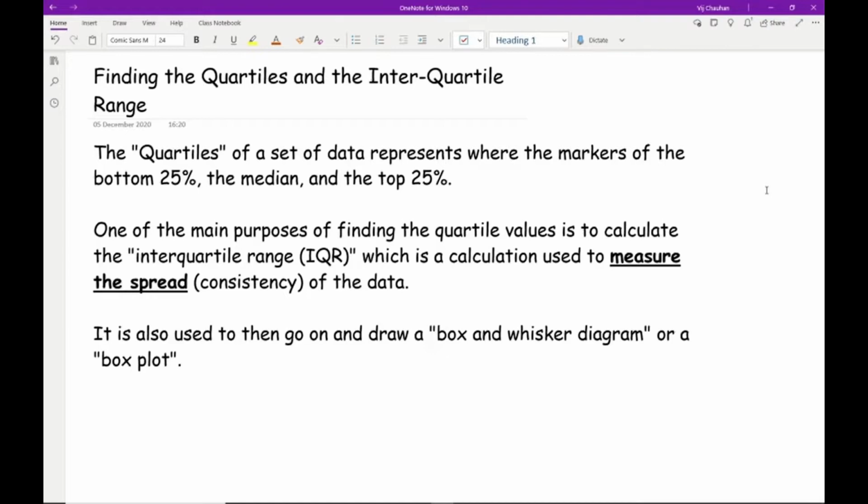And one of the main purposes of finding the quartile values is to calculate the interquartile range, or the IQR as we abbreviate it, which is a calculation used to measure the spread or the consistency of the data. So the interquartile range is a more sophisticated way of measuring spread, whereas before the lowest-level one would be the range. And it's also used to then go on and draw a box and whisker diagram, or as it's sometimes known, a box plot.